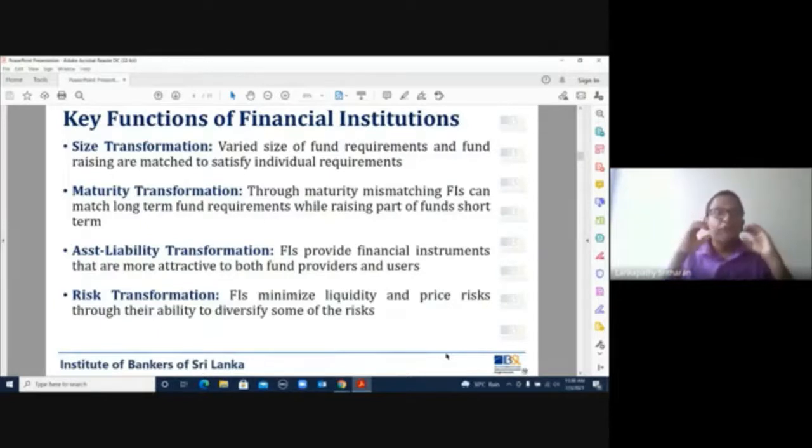So these are the four key functions carried out by the financial institution. First one is size transformation. Second one is maturity transformation. Third one is asset liability transformation. Fourth one is risk transformation. Any doubts you want to clarify, any questions you want to ask?